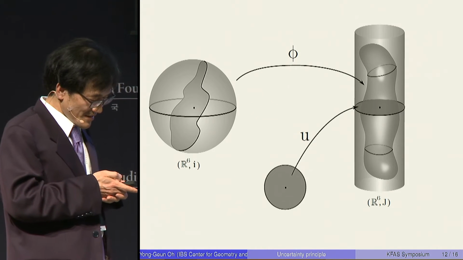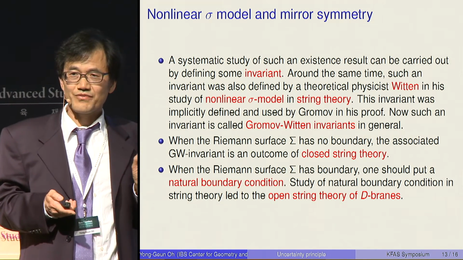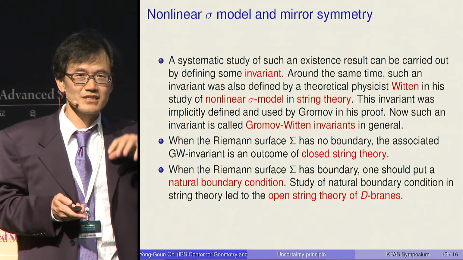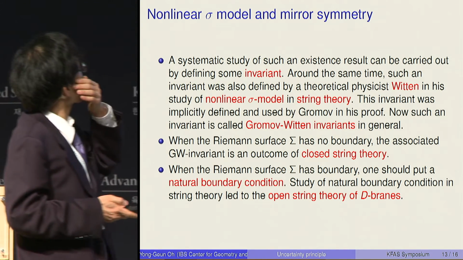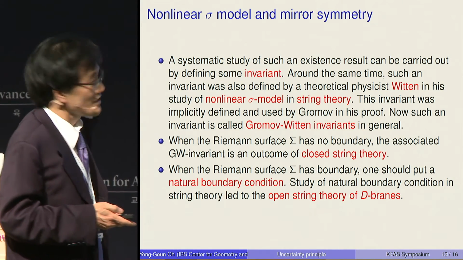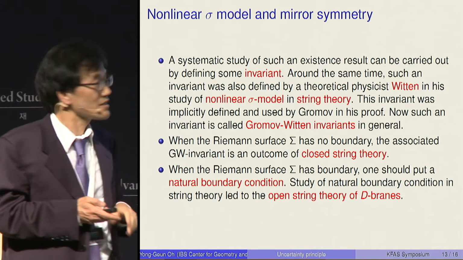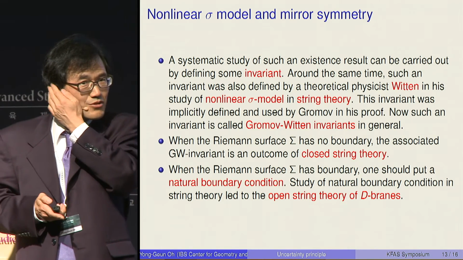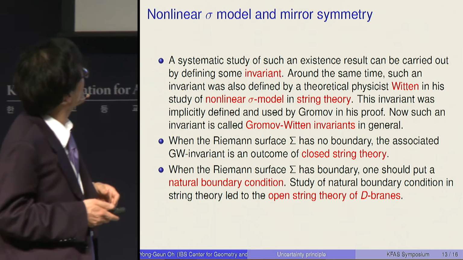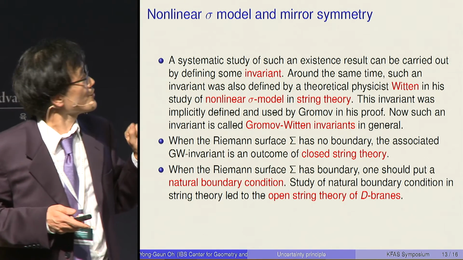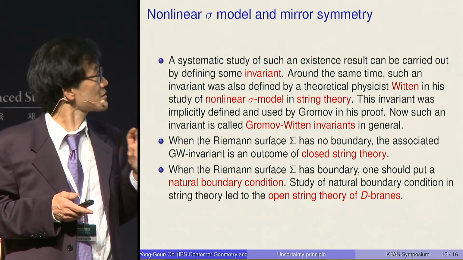Okay. And so in mathematics, to understand this kind of existence question, very often they define a certain invariant, which is kind of rigid or stable under certain deformations. Around the same time, this kind of invariant used for holomorphic disks was also defined by the theoretical physicist Witten in his study of the so-called nonlinear sigma model in string theories. And implicitly, Gromov used this kind of invariant in his proof. Because of this, such an invariant is now called the Gromov-Witten invariant in mathematics, and also in physics.